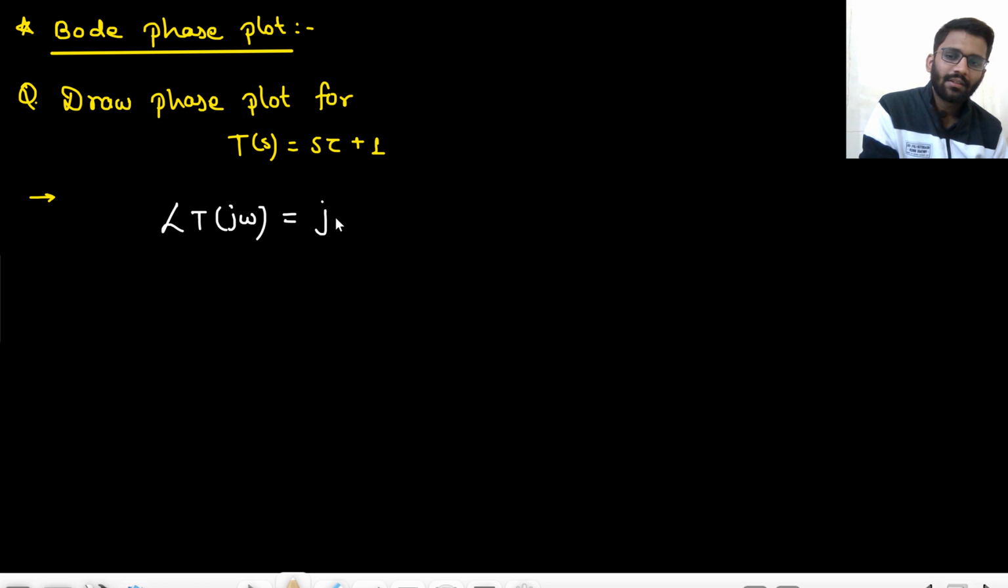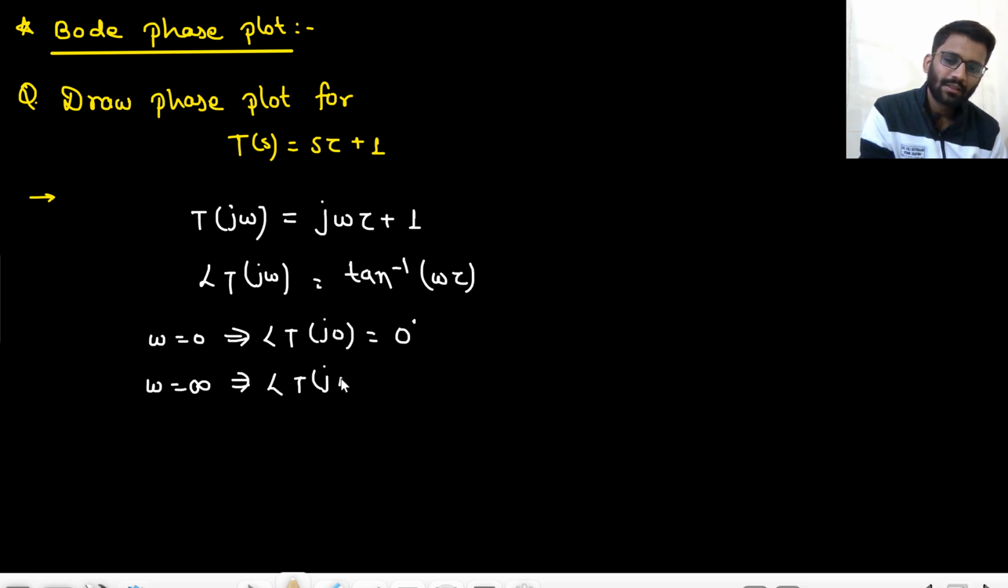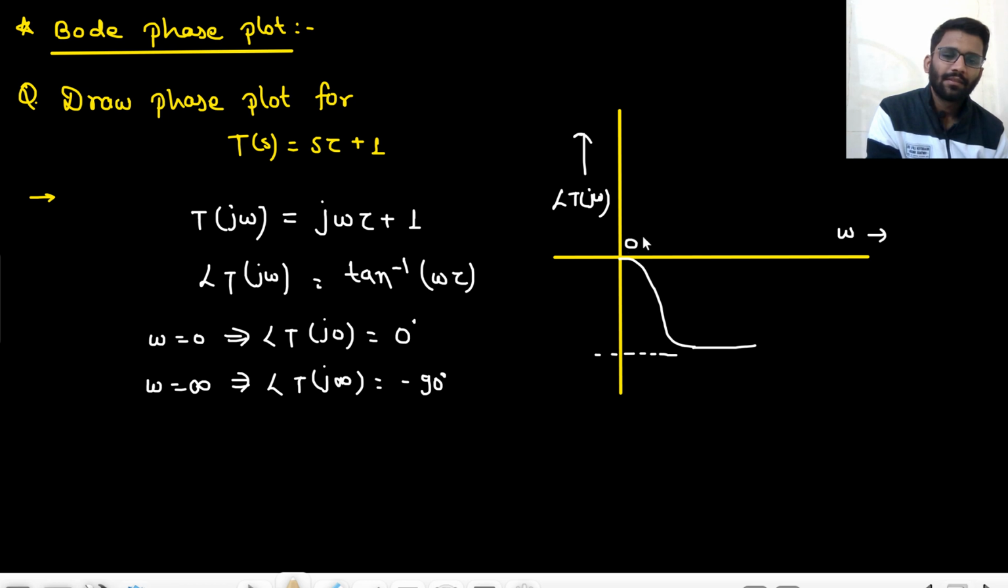So T of j omega will be 1 over j omega tau plus 1. Sorry, this is not the angle, this is T of j omega only. So what will be the angle? The angle of T of j omega will be minus tan inverse omega tau. So at omega equals 0, your angle is 0 degrees. At omega equals infinity, your angle is minus 90 degrees. So from 0 degrees to minus 90 degrees you are going. This is the exact plot, this is not the Bode plot. In a Bode plot, there will certainly be some assumption because the Bode plot is an approximate plot. This is the exact phase plot.